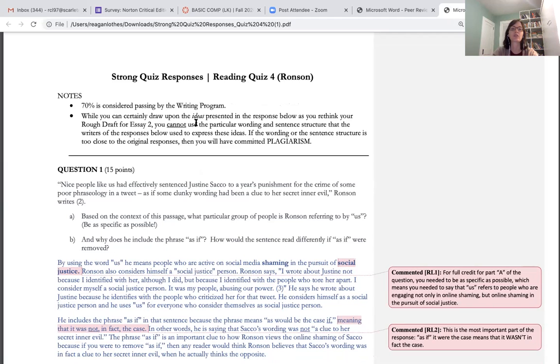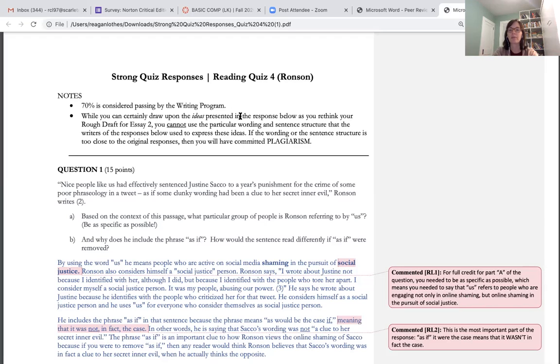So while you can certainly draw upon the ideas presented in the responses below, as you rethink your rough draft for essay 2, you cannot use the particular wording and sentence structure that the writers of the responses below use to express their ideas. So if the wording or the sentence structure is too close to the original responses, then you will have committed plagiarism.